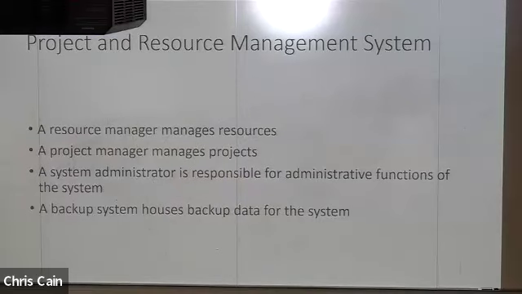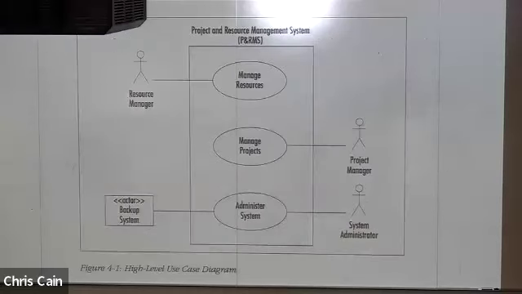Here's an example of another system. We have a project and resource management system, and we have some actors. We have a resource manager whose goal is to manage resources, a project manager whose task is to manage projects, a system administrator who does all of the administrative functions of the system, and a backup system for housing backup data in case something goes wrong. So this is a use case diagram that does not describe anything about how resources are managed, or how projects are managed, or how the system is administered. It says nothing about any of that.